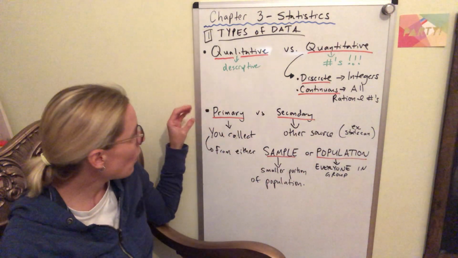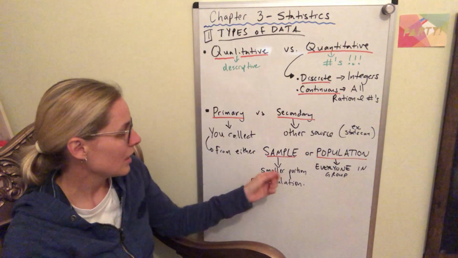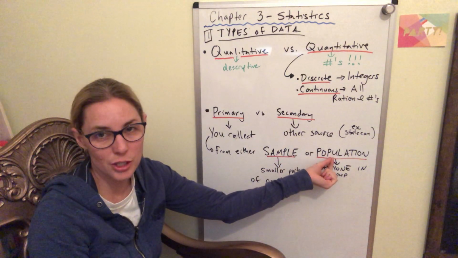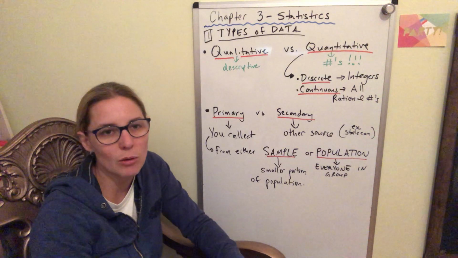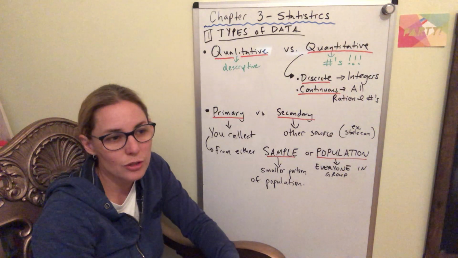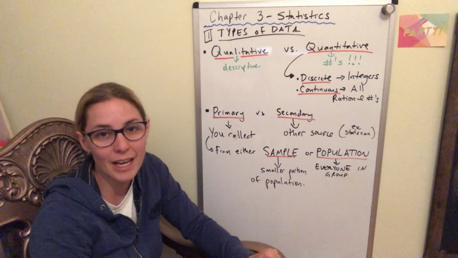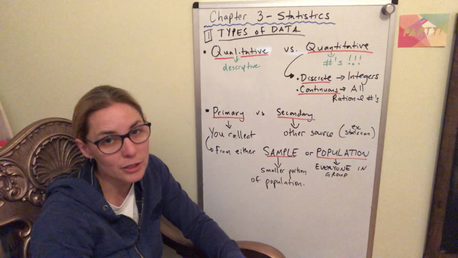Okay? Now, when you take a primary sample, you can either take a small sample or you can look at the entire population. For an entire population, if we were just sticking to St. John's and we wanted to survey people at St. John's, if you wanted to do a population sample, you would have to survey every single student registered at St. John's. That would be the population.